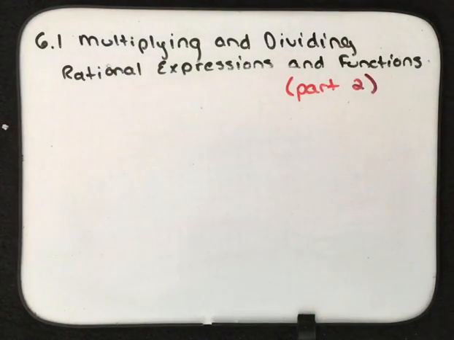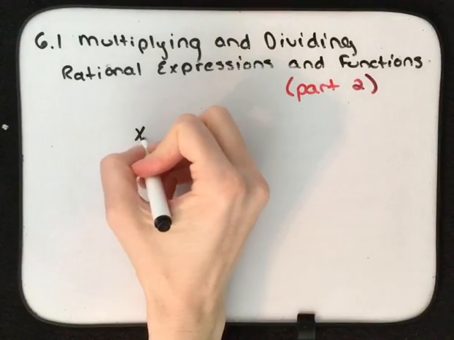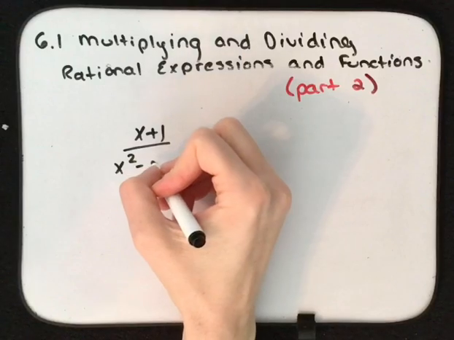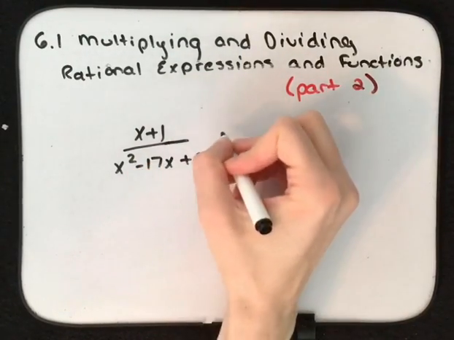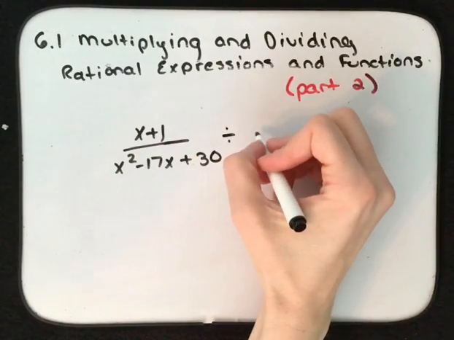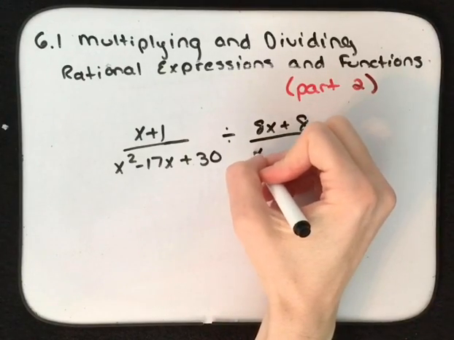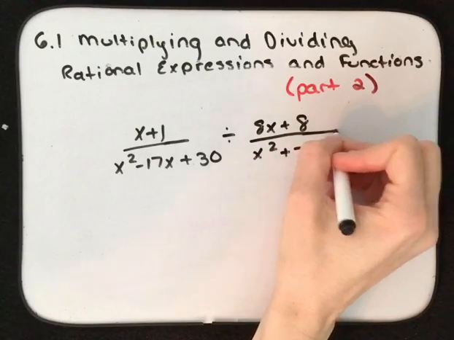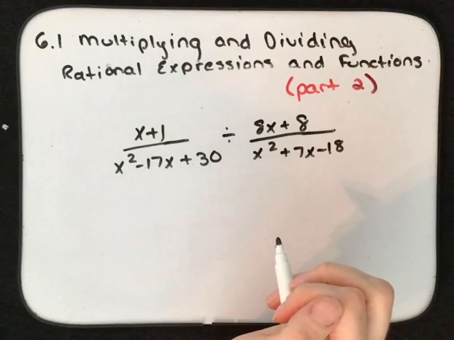Multiplying and dividing rational expressions and functions. Let's look at the dividing part this time. So say we have x plus 1 over x squared minus 17x plus 30, and we want to divide that by 8x plus 8 over x squared plus 7x minus 18. When you are dividing, you are actually going to flip and multiply.